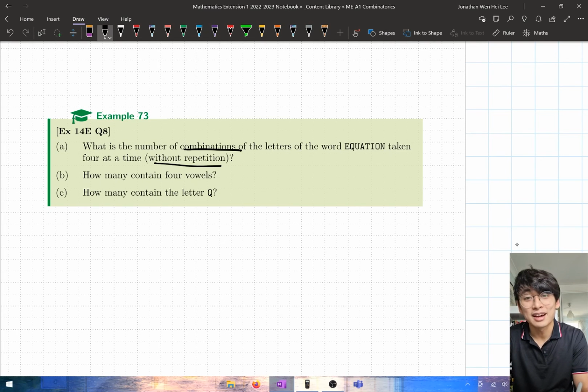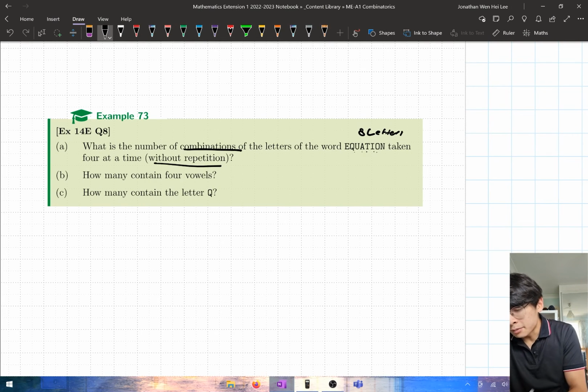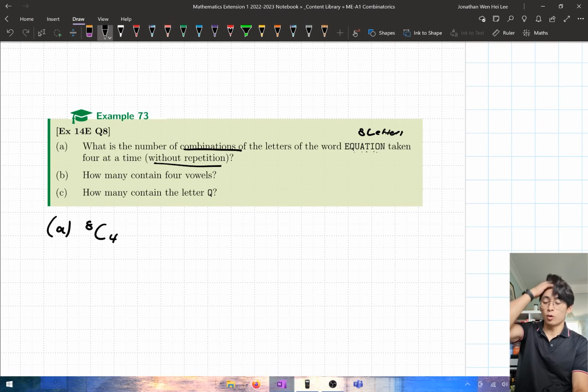Okay, so how many letters are there in the word equation? So we've got 1, 2, 3, 4, 5, 6, 7, 8. There's 8 letters in equation. So how many ways can we make a combination of 4 letters? Well, it's just going to be 8 choose 4. We're selecting 4 possible letters out of the 8 there.